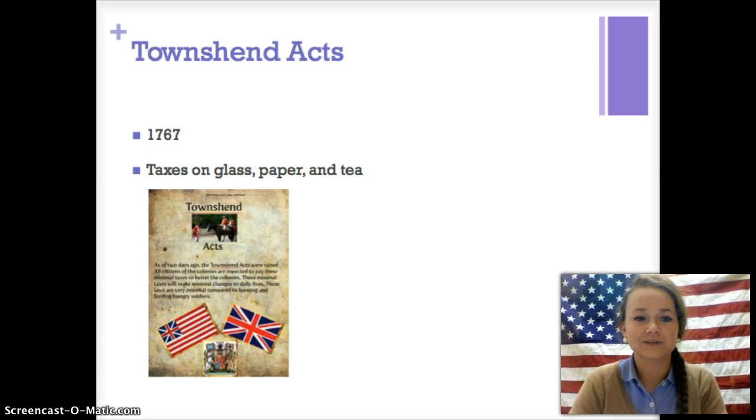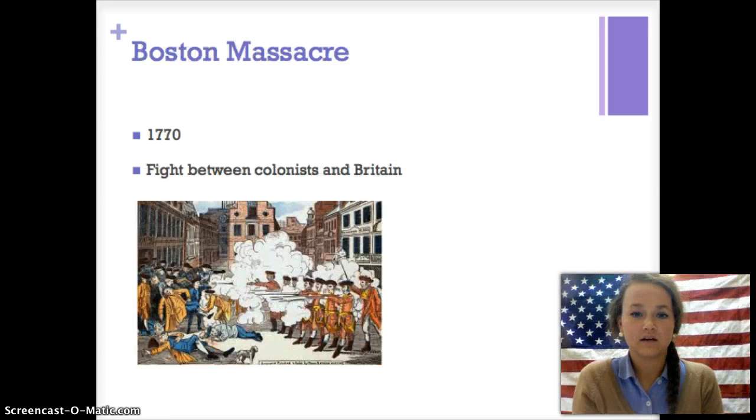The Townshend Acts were passed in 1767. These were taxes on glass, paper, and tea. The next cause of the American Revolution is the Boston Massacre. This happened in 1770, and it was a fight between the colonists and Britain.